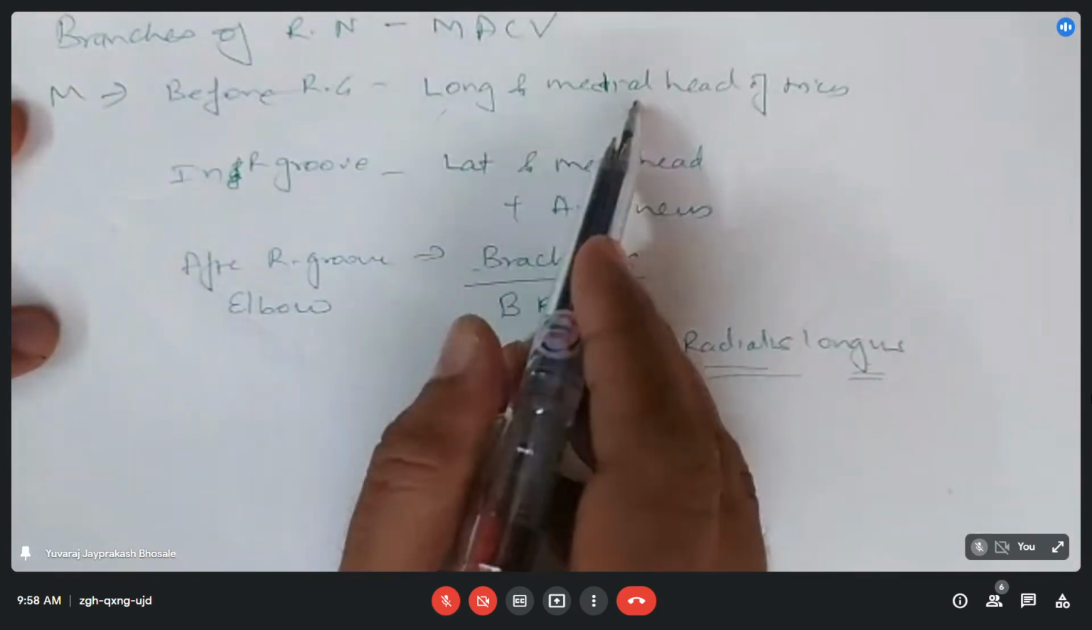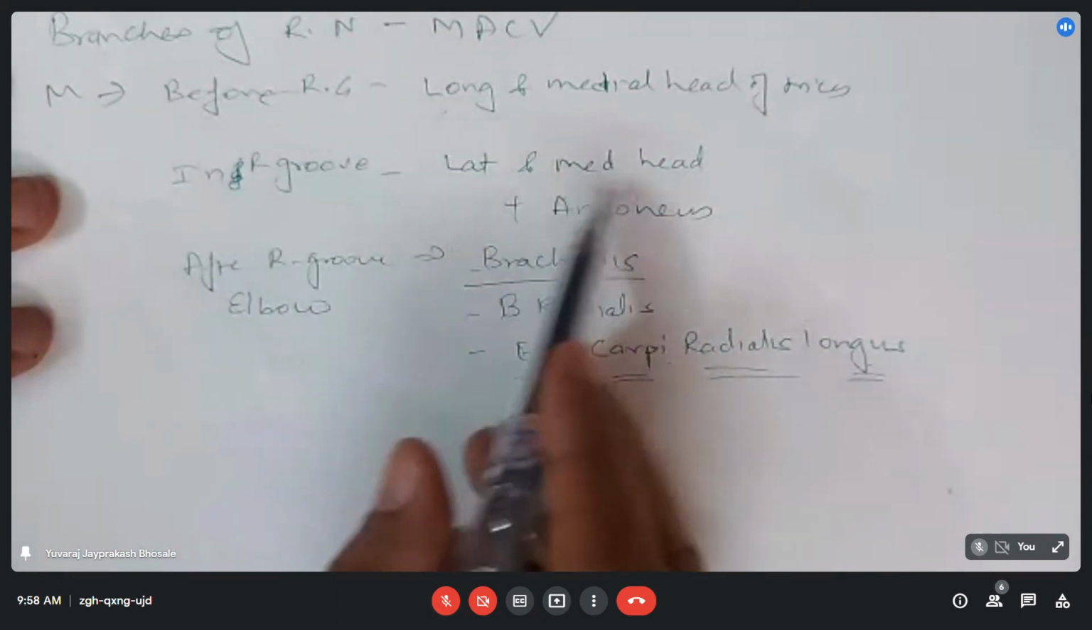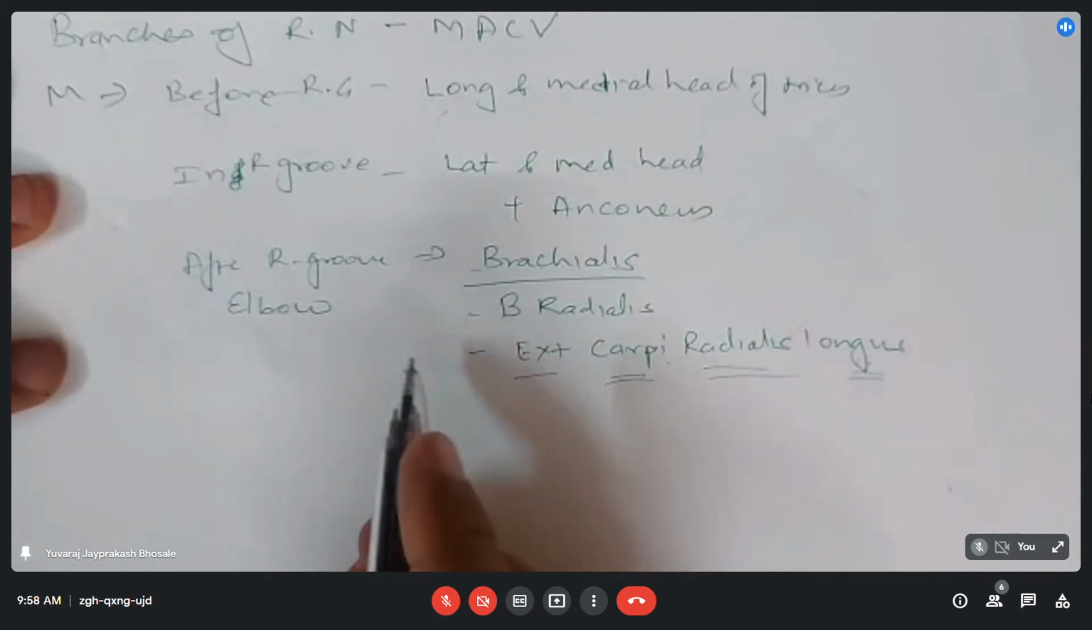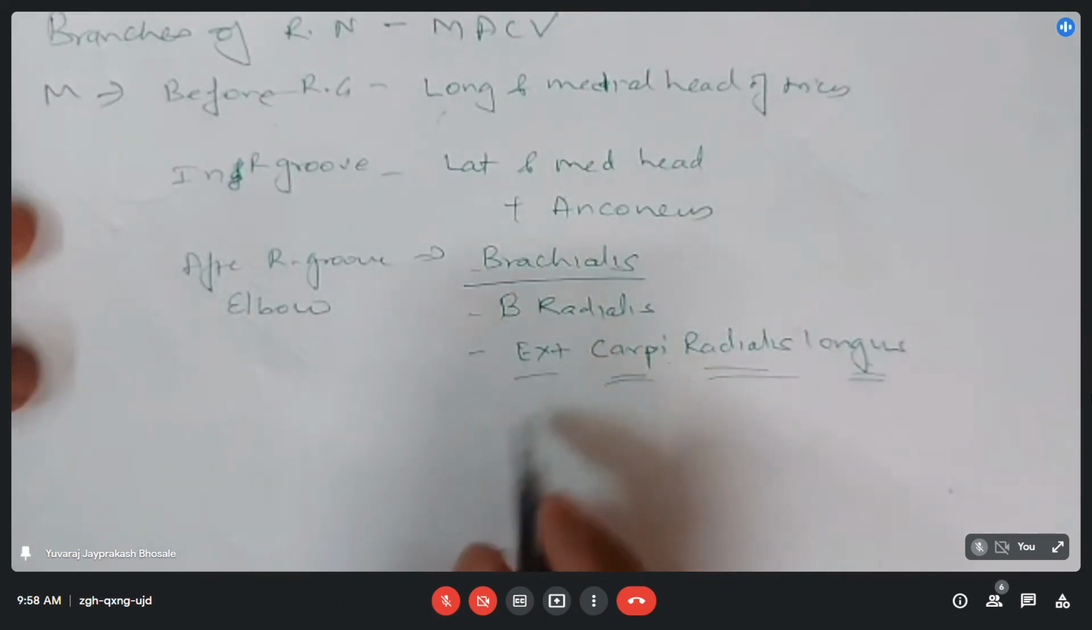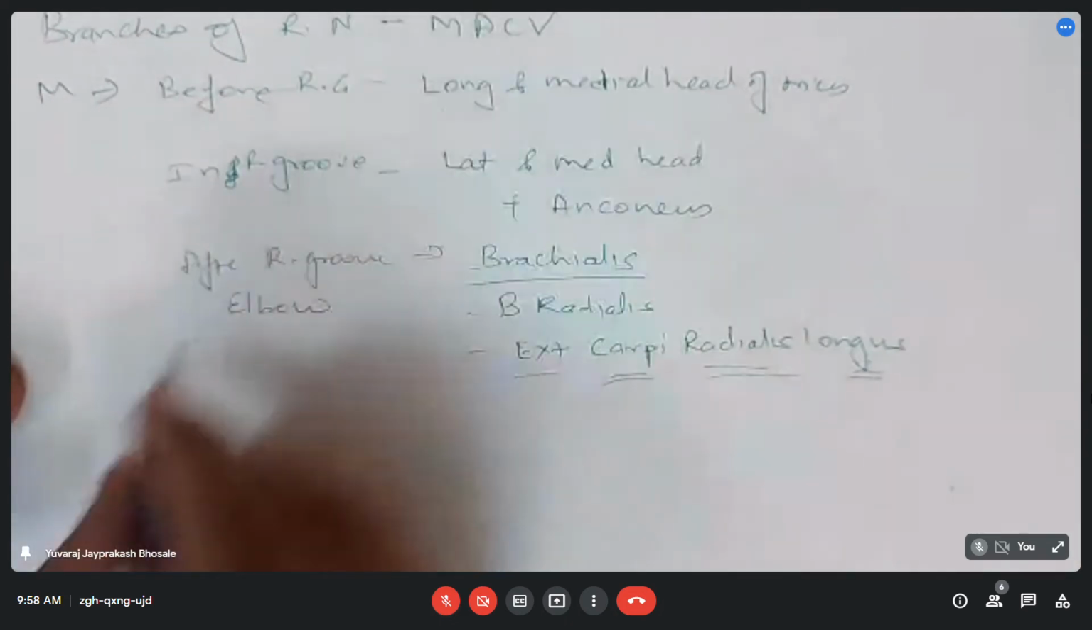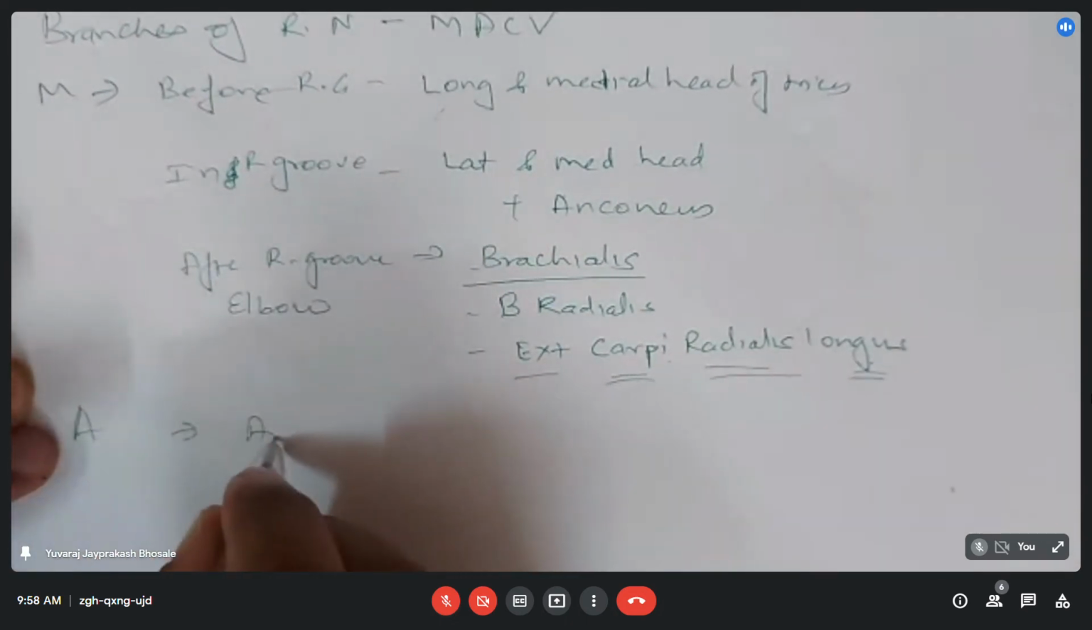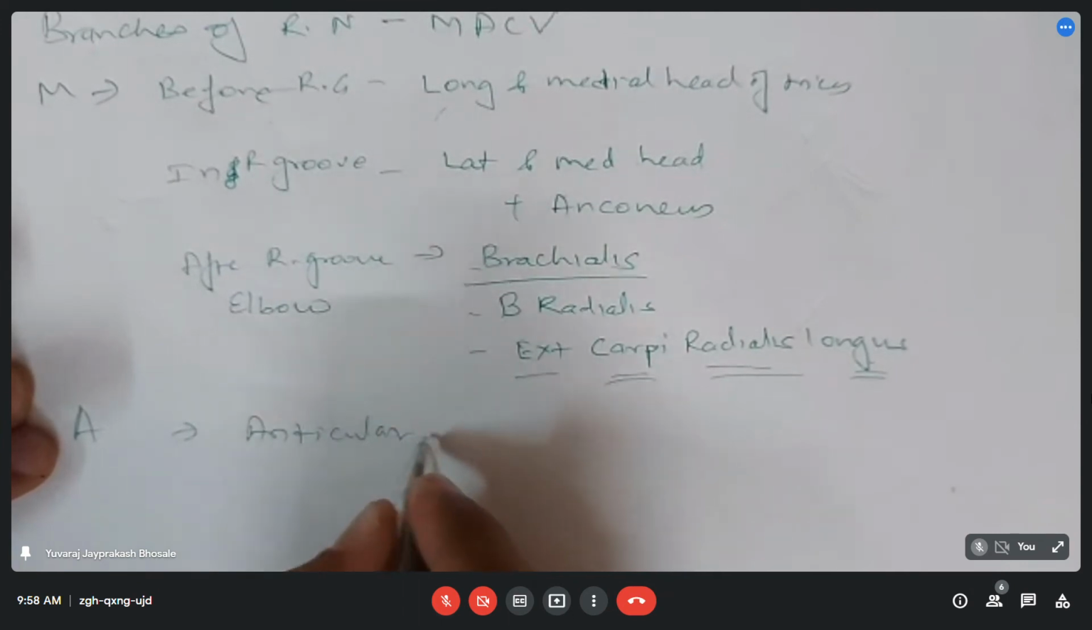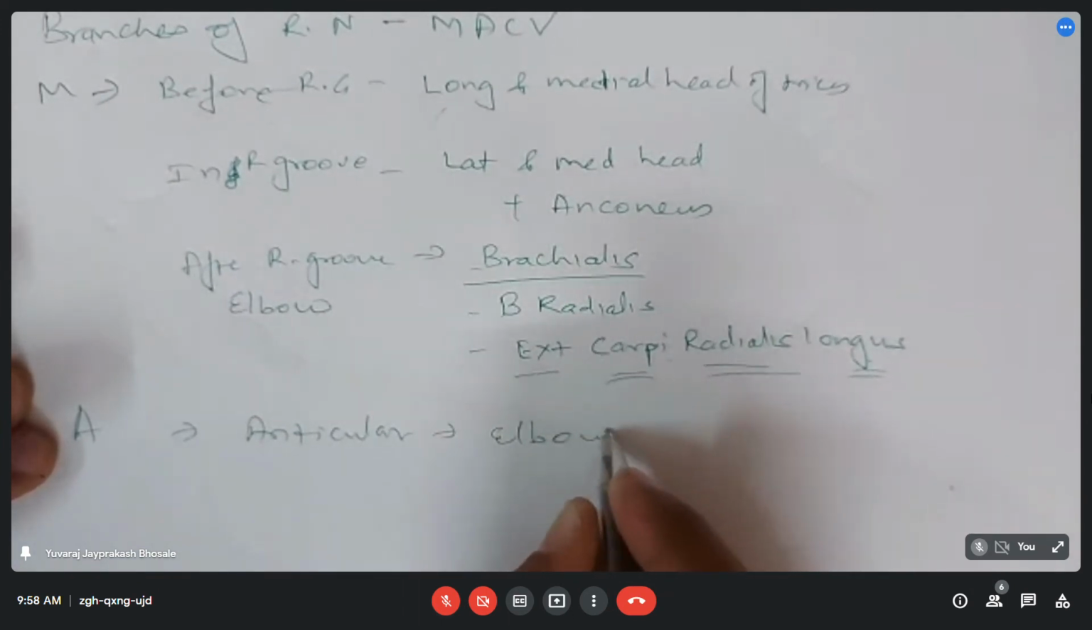Okay, so these are the muscular branches. Before the radial groove: long and medial head of triceps. In the groove: lateral and medial head. After the groove: it supplies brachialis, brachioradialis, and extensor carpi radialis longus. MACV: A, articular. Articular branches are given mainly to the elbow joint.